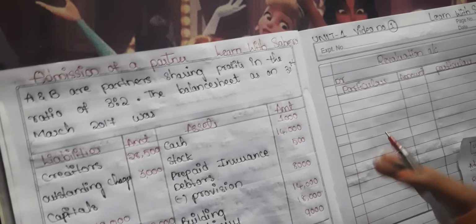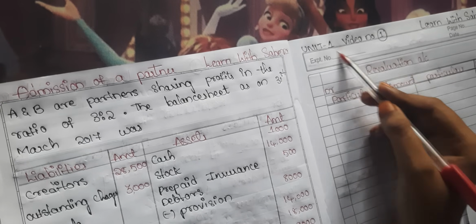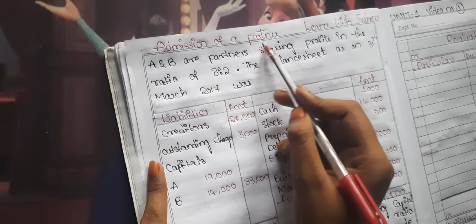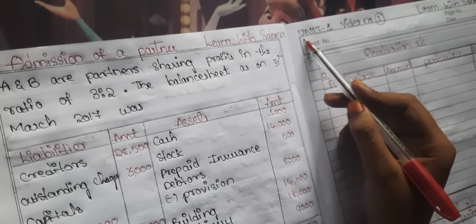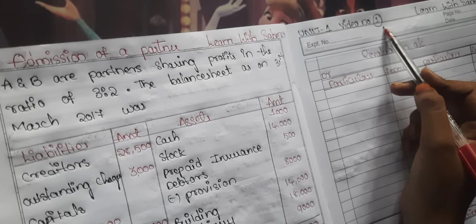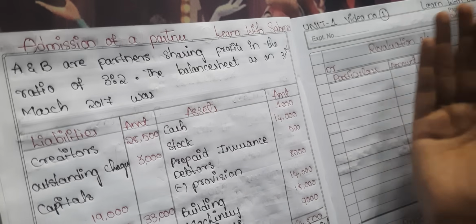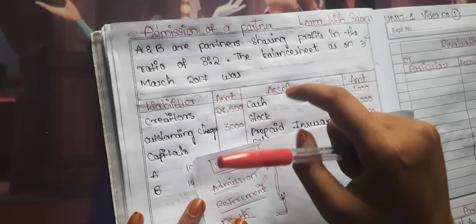So students, this video is unit number 1, video number 1, in which we are focusing on admission of a partner. In the upcoming video, unit number 1 video number 2, we are going to focus on retirement of a partner. By watching both of these videos, the one you are watching now and the next one, you will be perfect with unit number 1.